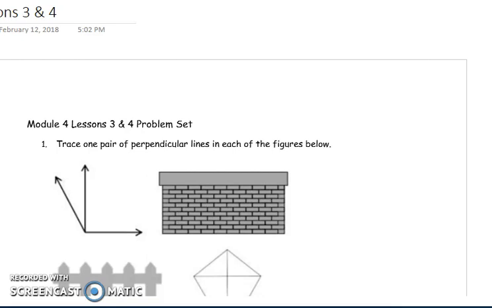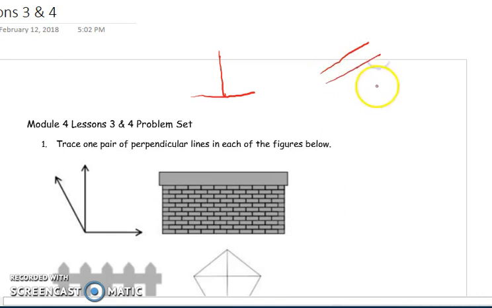Okay, so for lesson 3 and 4 problem set, I've combined. So we are going to be looking for perpendicular lines that intersect at a 90-degree angle and make a T or an L. And we're going to be looking for parallel lines that never cross, or lines that just intersect that don't intersect at a 90-degree angle.